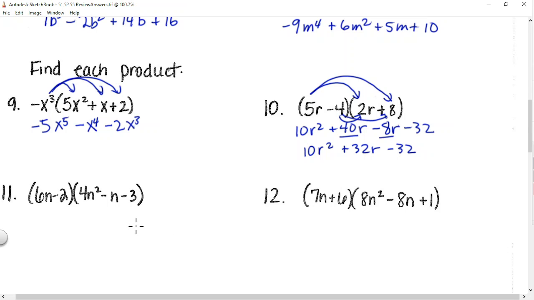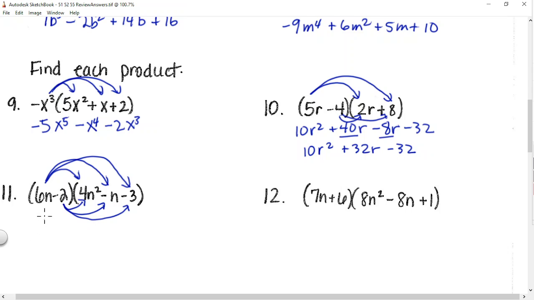Okay, let's look at these last two multiplications. This one is a little more involved because you're going to take the first term in that first binomial times each of the terms in the trinomial. Okay, and then you're going to take the second term in that binomial and take it times each of those terms. And then when you're done, combine all the like terms.